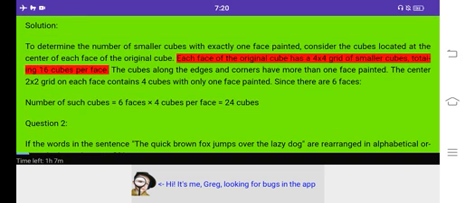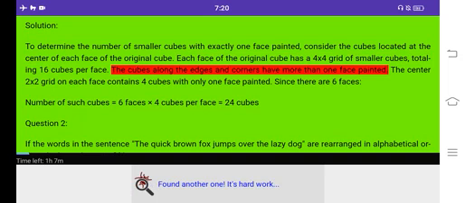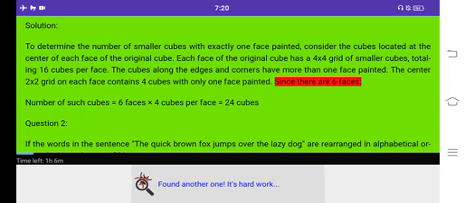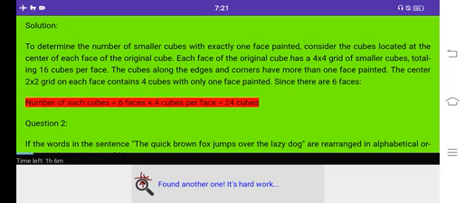Each face of the original cube has a 4x4 grid of smaller cubes, totaling 16 cubes per face. The cubes along the edges and corners have more than one face painted. The center 2x2 grid on each face contains 4 cubes with only one face painted. Since there are 6 faces, the number of such cubes equals 6 faces times 4 cubes per face, which equals 24 cubes.